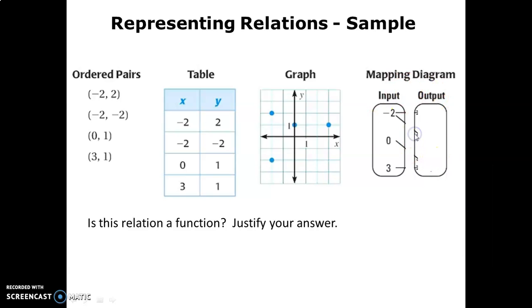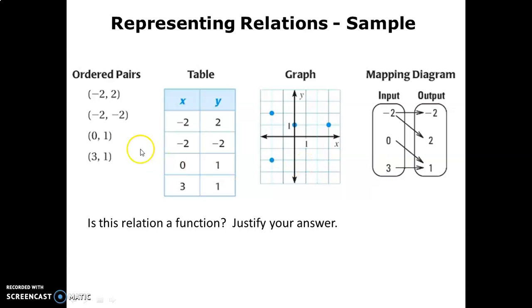So the mapping diagram would look like this. We have -2 produces 2, and -2 also produces -2. So we can see -2 leads to -2 and 2 here. The input of -2 leads to 2 outputs. And notice that even though we have 4 points, we've only listed 3 here because we don't have to list the repeating ones in the mapping diagram.